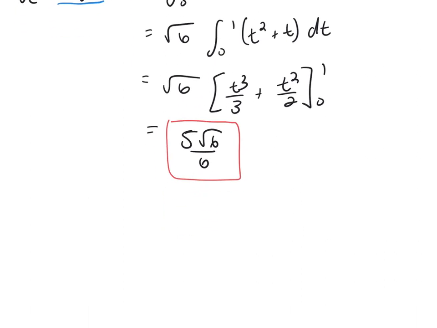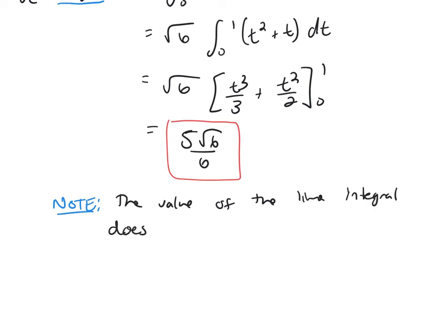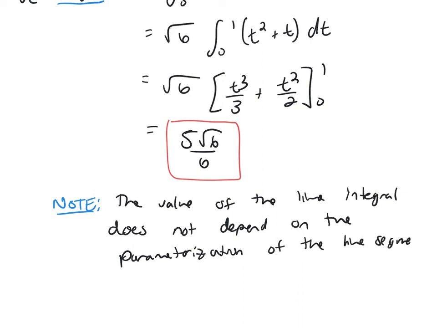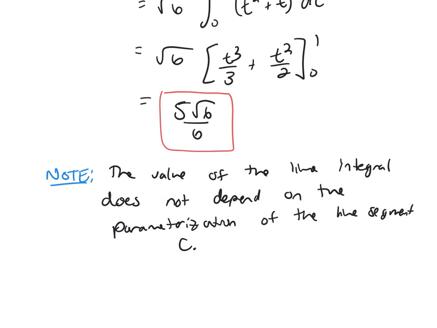And I do want to make one final note on this example. Note the value of a line integral does not depend on the parameterization of the line segment C. Remember, parametric equations are not unique, and so you could have written down a different set of equations, but in the end, you should get back the same value for the line integral, regardless of how you write down your parametric equations for that line segment.